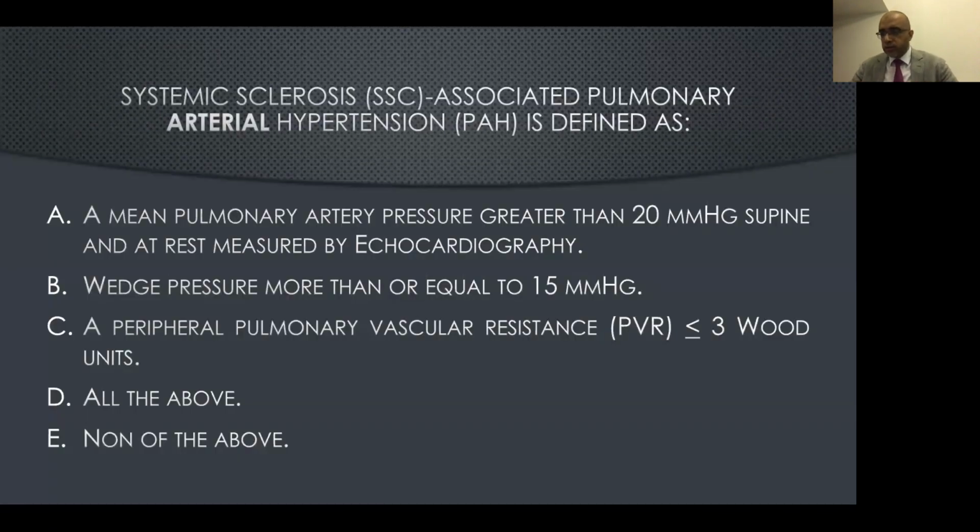I would like to have some brainstorming with you with small questions about systemic sclerosis, pulmonary artery hypertension. What do you think about the actual definition of pulmonary artery hypertension? It is a mean pulmonary artery pressure greater than 20 millimeter mercury, supine rest, measured by echocardiography, and wedge pressure more than or equal to 15 millimeter mercury, or a peripheral pulmonary vascular resistance less than or equal to 3 wedge units, or all above or none above. If you can submit your questions in our chat, it will also be valuable, even to assess my slides, whether they are valuable or not regarding your questions.